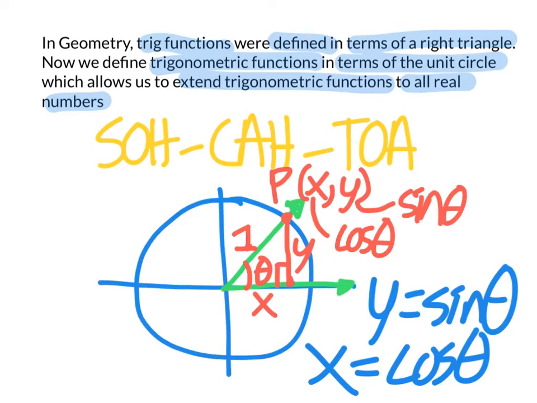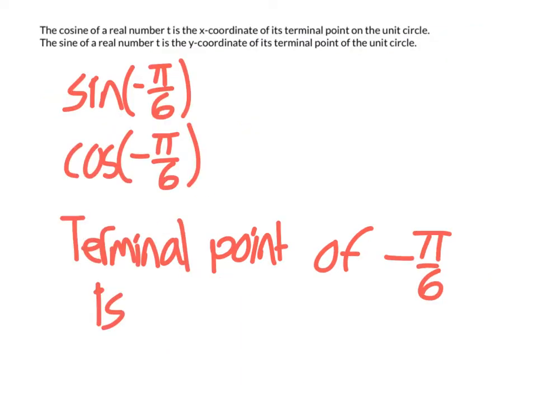And then finally, for tan of theta, we just know that it equals opposite over adjacent. So if we wanted to find the angle measure and we had the opposite side and the adjacent side, we could do inverse tan on both sides and we would get that theta equals inverse tan of opposite over adjacent. Now this allows us to get to the idea that the cosine of a real number t is the x-coordinate of its terminal point on the unit circle, and that the sine of a real number t is the y-coordinate of its terminal point on the unit circle.